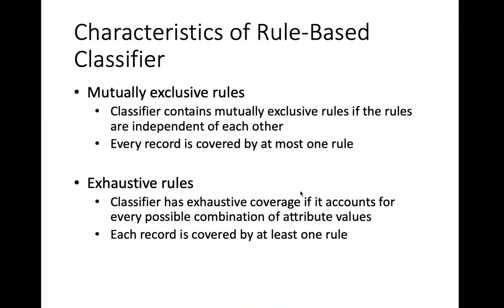So the rules in the rule-based classifier should be mutually exclusive, and they should be exhaustive in the sense that it should cover every possible combination of the attribute values, and it should also make sure that all the records are covered. So each record is covered by at least one of the rules. If you don't have that coverage, then it will not be possible to classify that record. So if you want to make sure that everything is getting classified, then you should have each record covered by at least one rule.